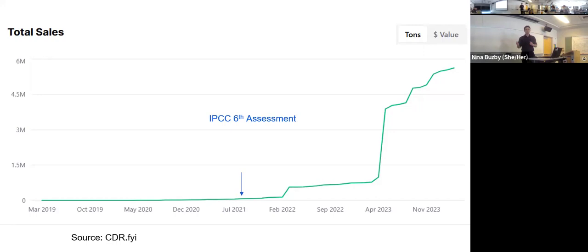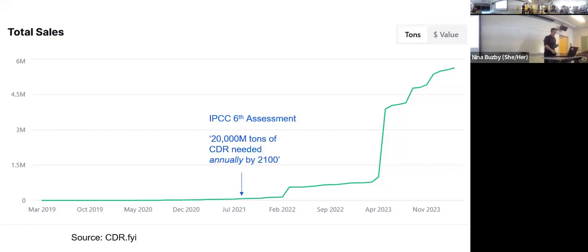So this is great in theory. We've greatly increased our capacity, or at least the number of people who are focused on this task. But I wanted to point out that we are at 6 million tons of CO2 credits sold, but we need to be at 20,000 million by the end of the century. So we still have a long way to go.